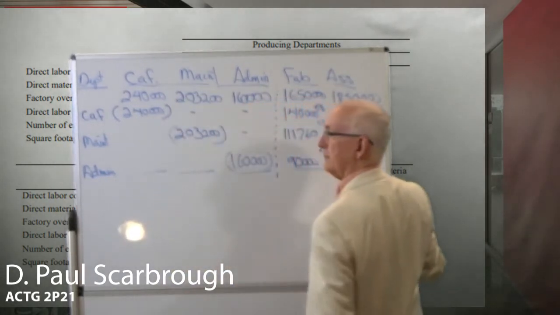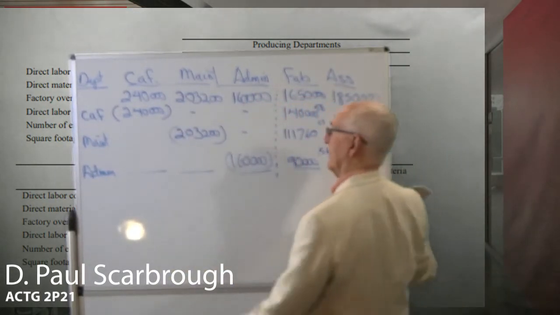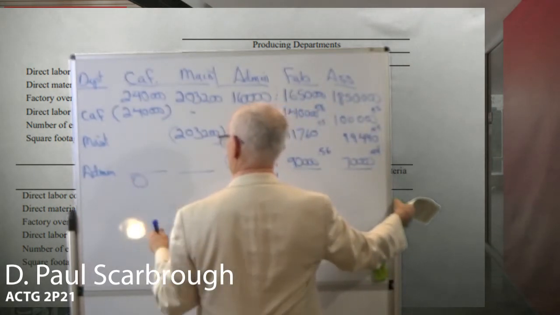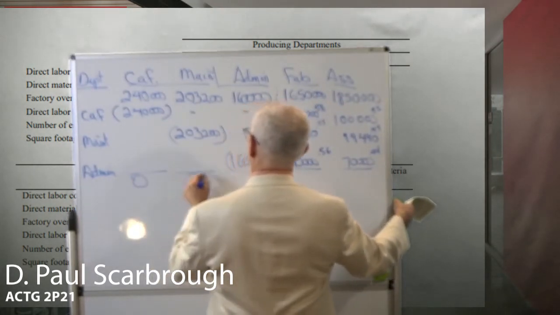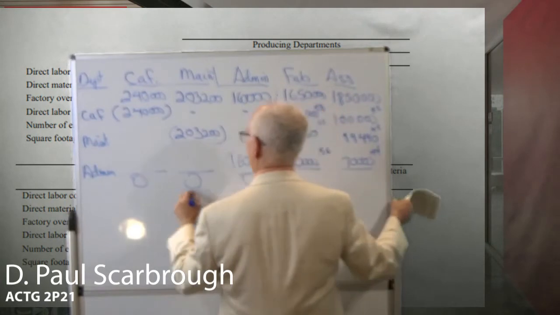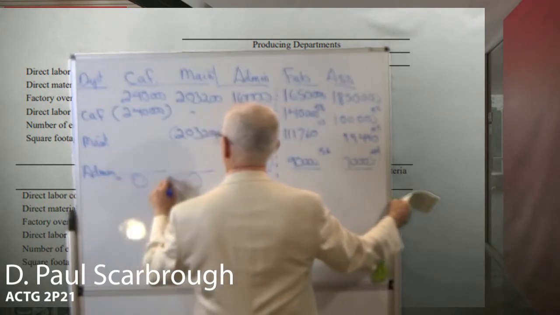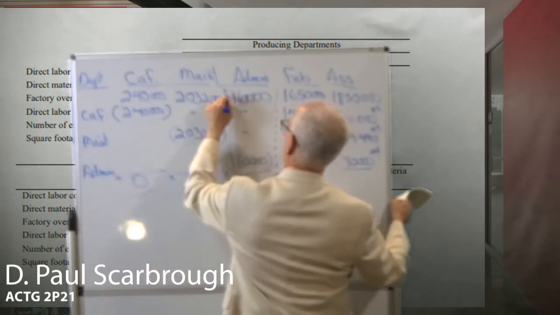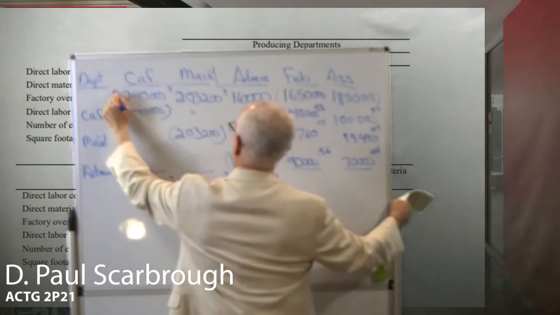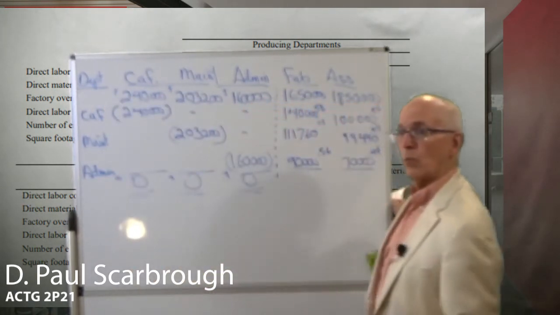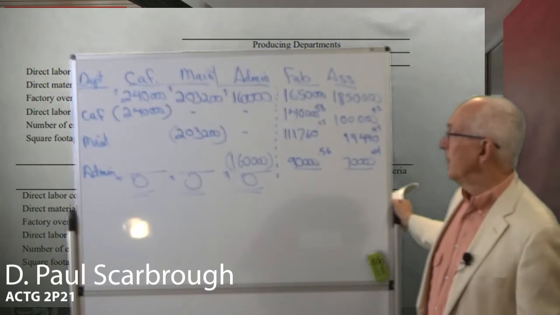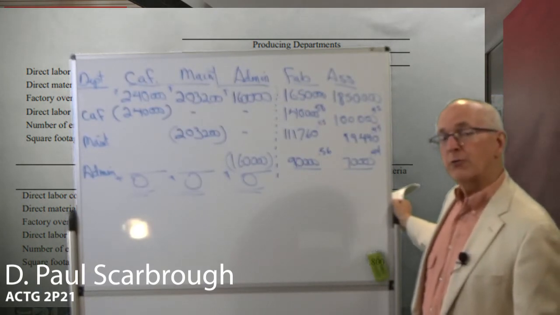What's the total here? 0. This is a check figure. This is a check figure that shows that we transferred everything out. It has to be 0 at the end.